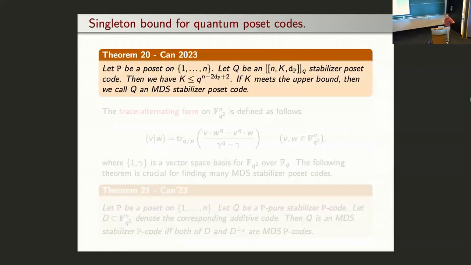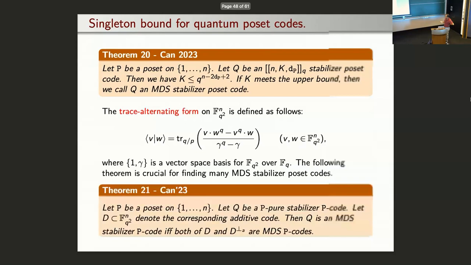I can prove statements that are versions of Huffman-Pless results. I can show a version of the Singleton bound using poset metrics for quantum stabilizer codes. And another statement that I can prove is that if I take an MDS stabilizer P-code, then that map that I mentioned previously gives me an MDS code in the image, and vice versa, in fact. So I can characterize stabilizer MDS quantum codes by studying MDS additive P-codes.